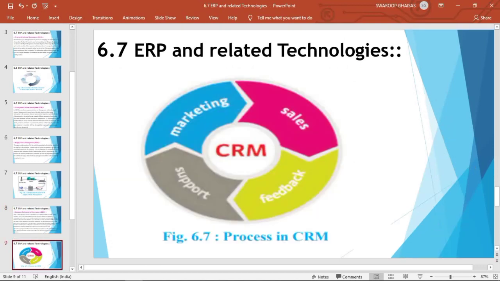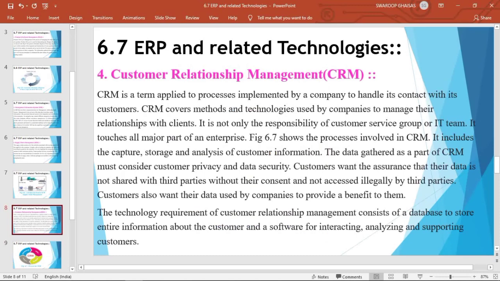Here is the diagram representing the process in a CRM, that is sales of the product, then obtaining feedback from the different customers. Then with the help of different technologies and different supports, we can change the product to meet the customer requirements. Then in the marketing phase, you will reach different types of customers and come to know about their requirements, whether the customers are getting satisfied with your products or not. So these are the different processes involved in a CRM.